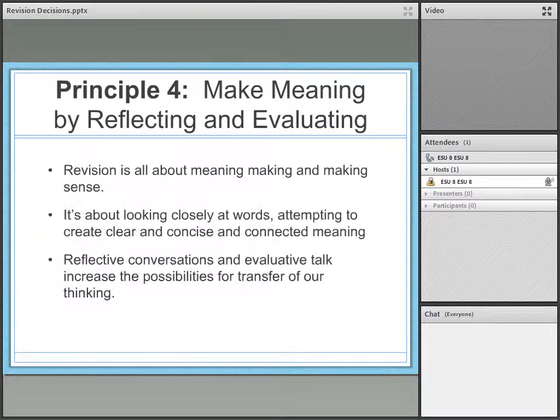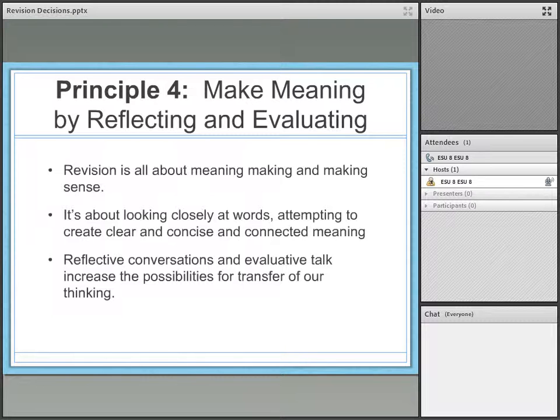Let's talk about those. Revision, again, remember, I keep talking to you about creating a clear picture in the reader's mind of what you, as the writer, are putting on the paper so that they can translate it into those pictures. Meaning making. Does it make sense? Are your words clear, concise, and connected?